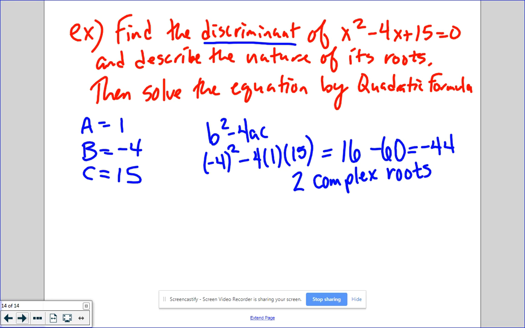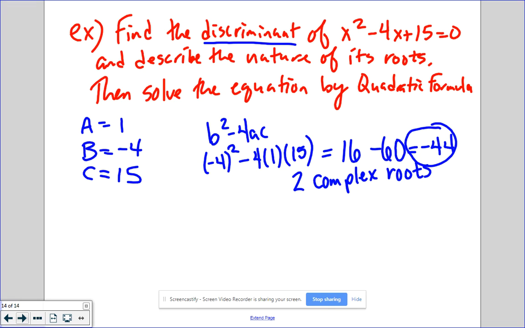So we found the discriminant. The discriminant value is right there, -44. We described the nature of its roots, two complex roots. So what do I have left to do? Solve the equation by the quadratic formula, yeah?